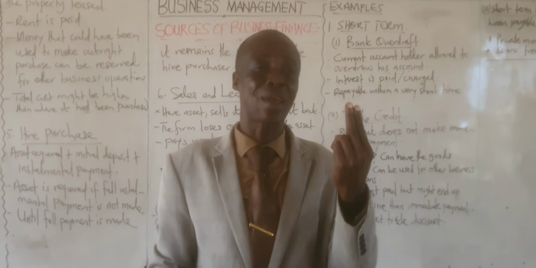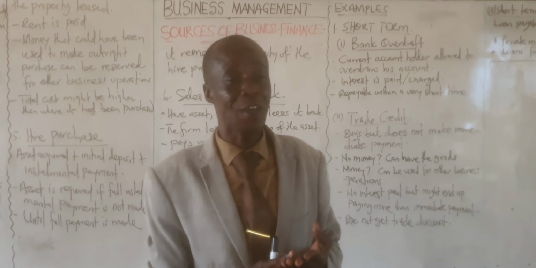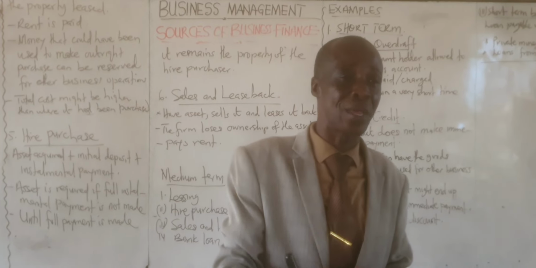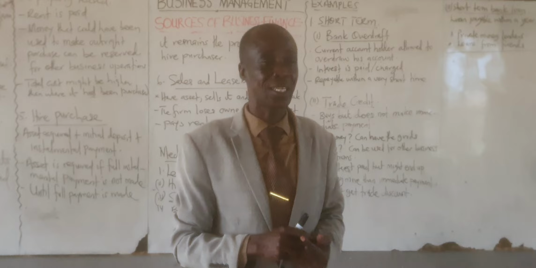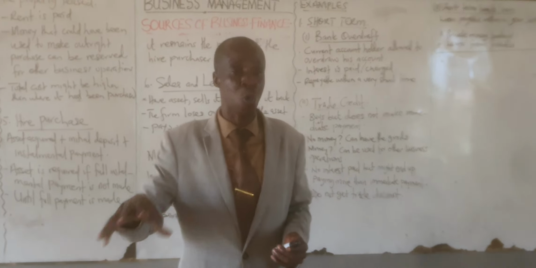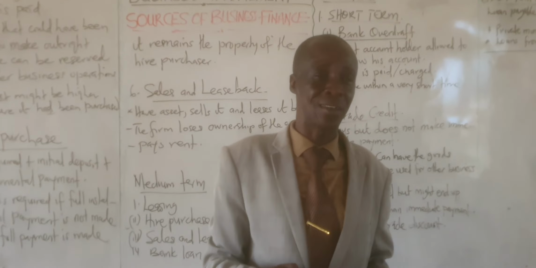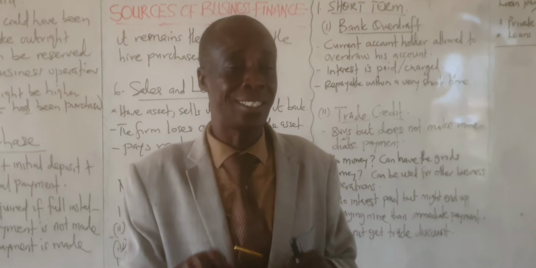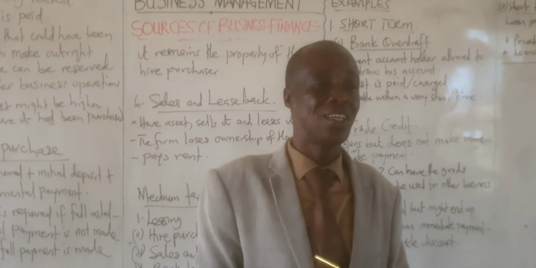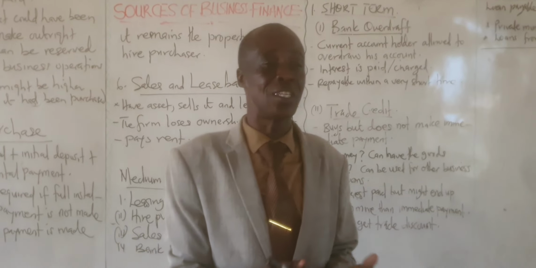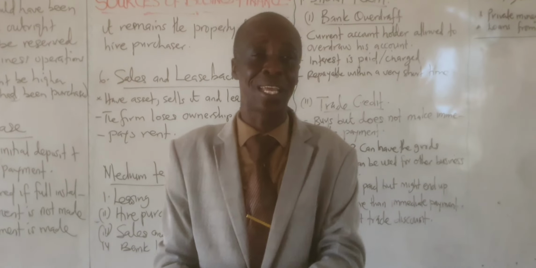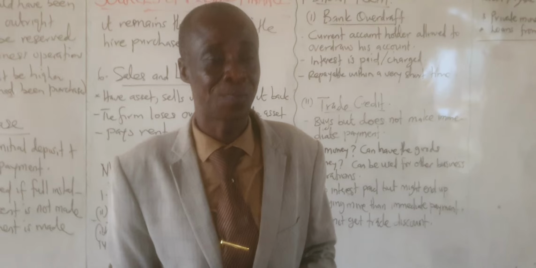We classify them under two. The first one, the period for repayment. So we talked about short term, medium term, and then long term. Then we also look at where the money is generated from. So we look at internal and then external. Now we are going to talk about examples of the short term, medium term, and then long term.